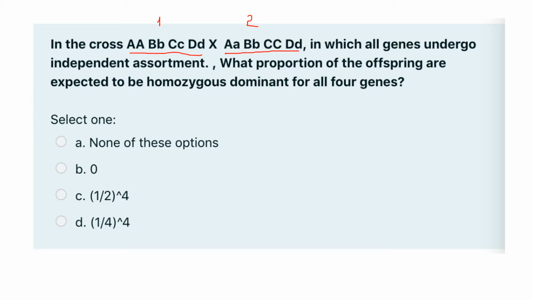And the idea is that they're asking us, when you cross them, what is the proportion of them that will be homozygous dominant? In other words, what is the proportion that will be AA, BB, CC, all capital, and DD. So this looks complicated, but it's actually pretty easy.